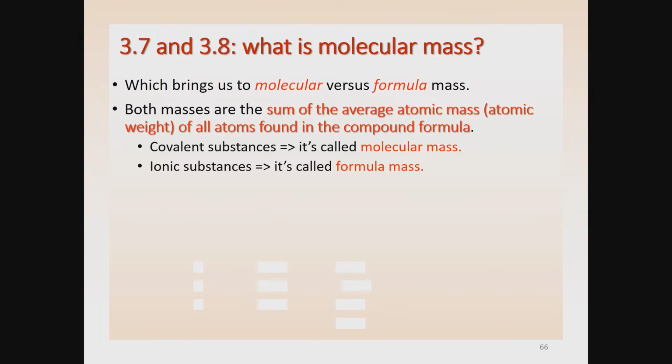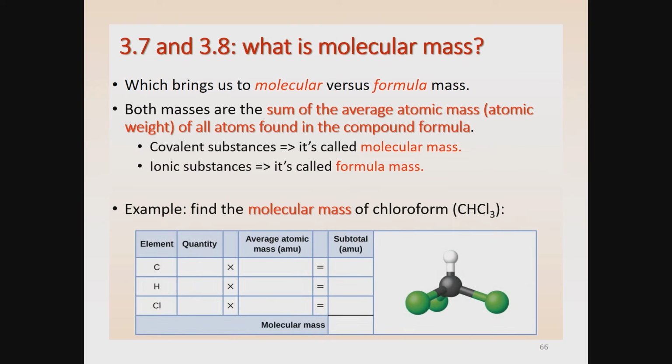If we find the mass of a molecule that has covalent bonds, it is called a molecular mass. However, it has a different name if it is not a molecule but an ionic compound. If it's an ionic compound, it's called a formula mass, but it's found in basically the same way. Let me give you an example. Let's say we want to figure out the molecular mass of chloroform in AMU.